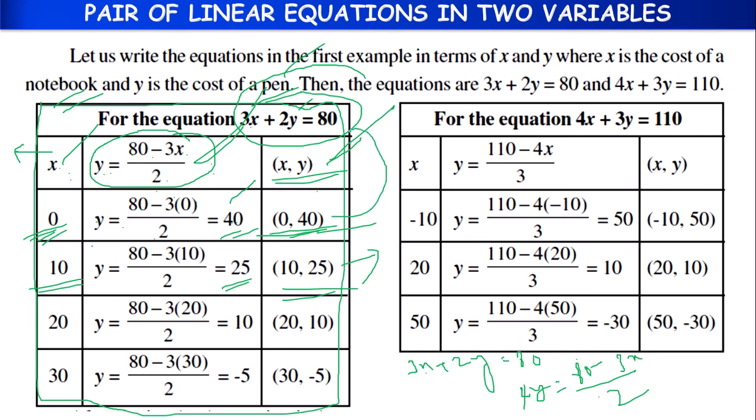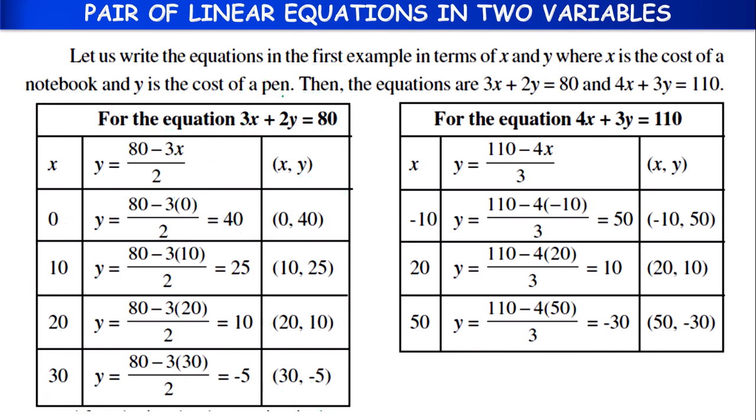(0, 40) is one pair, (10, 25) is another pair. If x is 20, then y is 10, so (20, 10) is another pair. If x is 30, then y is minus 5, so (30, -5) is another pair. Like that, for the first equation regarding x and y values, we have got so many pairs.